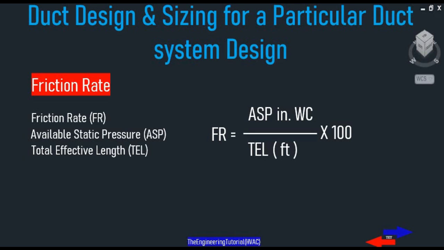To find the friction rate, this formula will give you the friction rate to size the ducts for the system: FR equals ASP divided by TEL times 100, where FR is the friction rate, ASP is the available static pressure, and TEL is the total equivalent or total effective length.